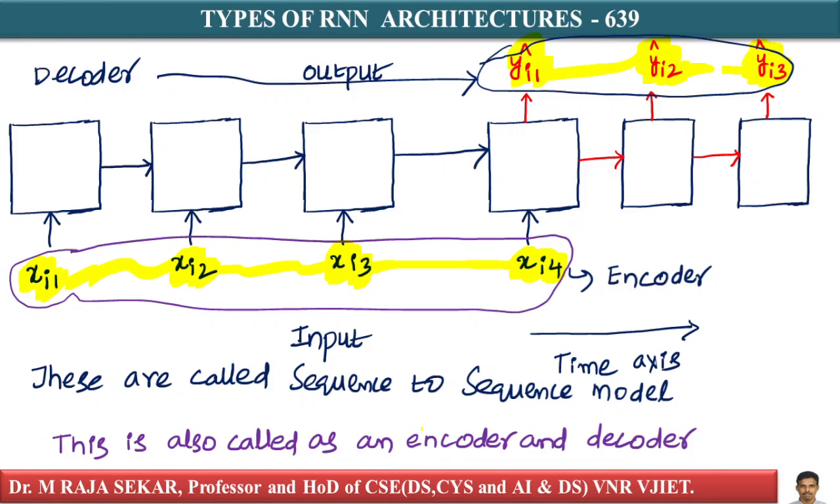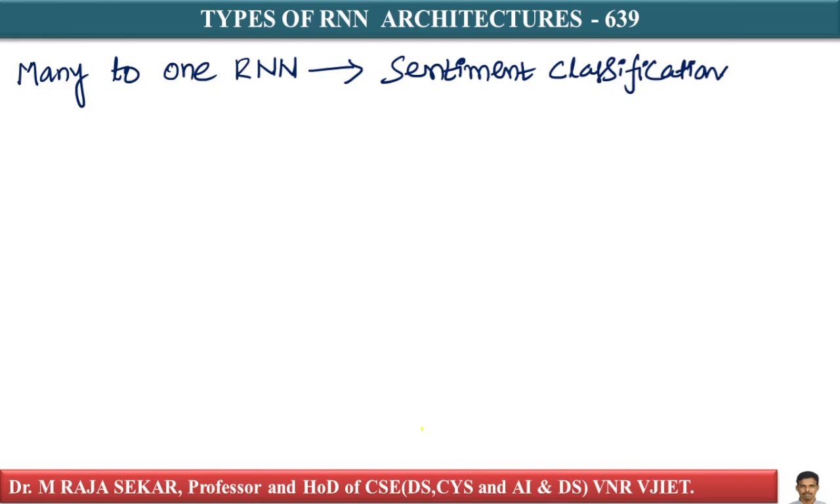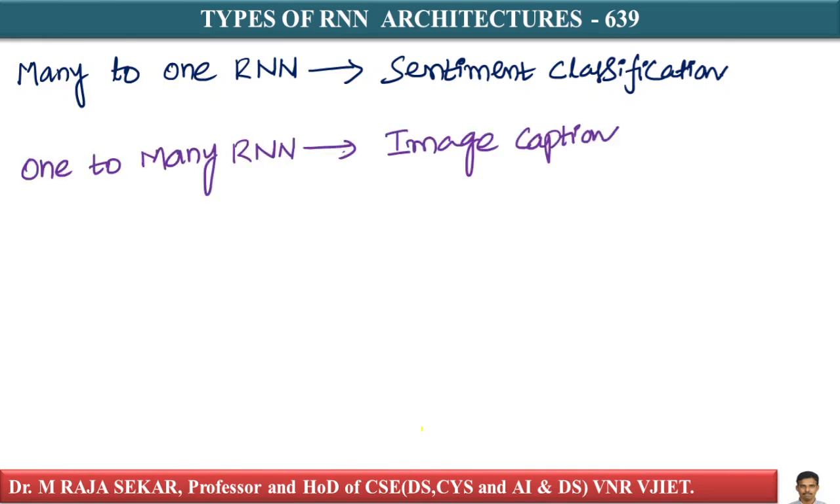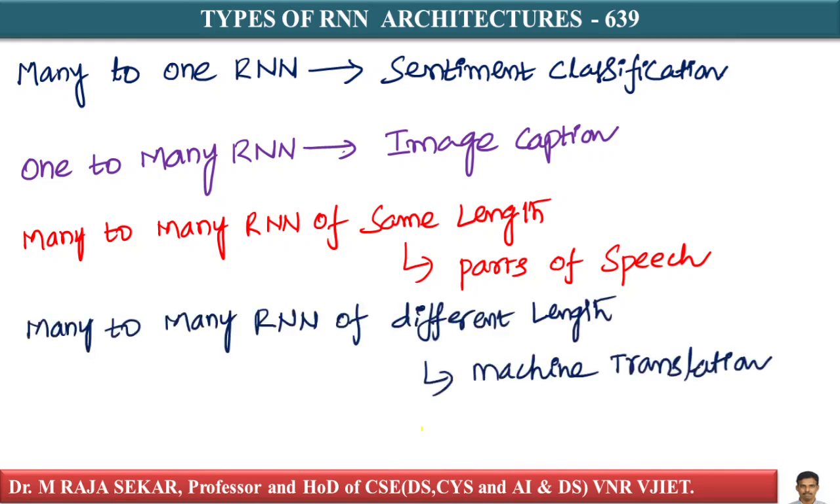So I can say there are 4 popular types of architectures we have. The first one is many to one RNN, where sentiment analysis is an example. One to many RNN, image caption. Many to many RNN of same length, parts of speech. Many to many RNN of different length, that is machine translation, isn't it? I have not written here one to one, because you have done many to one and many to many, both types. But what about one to one?